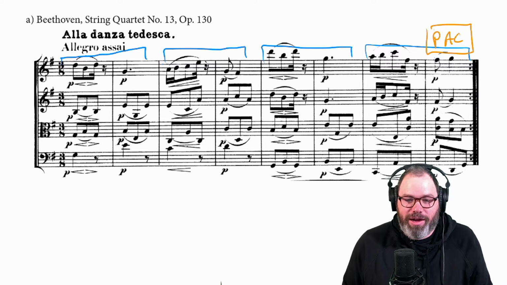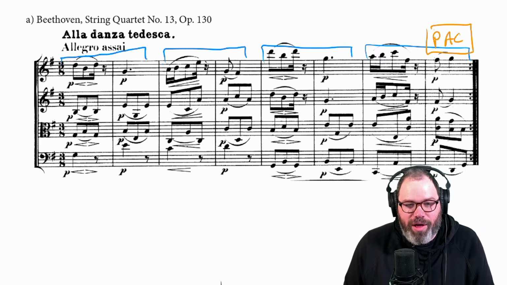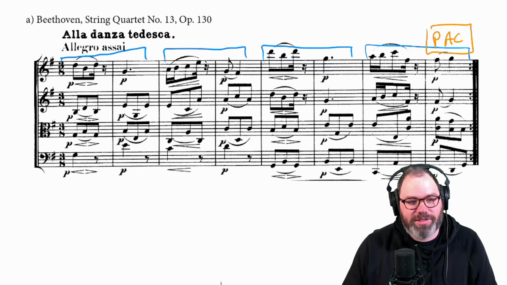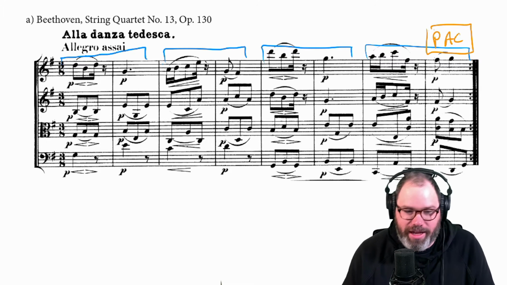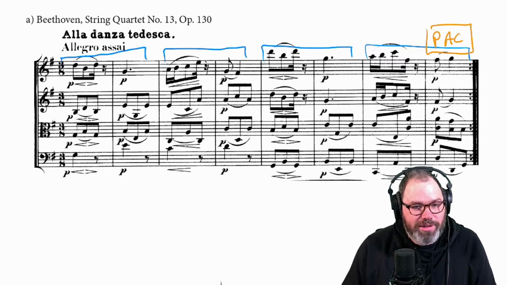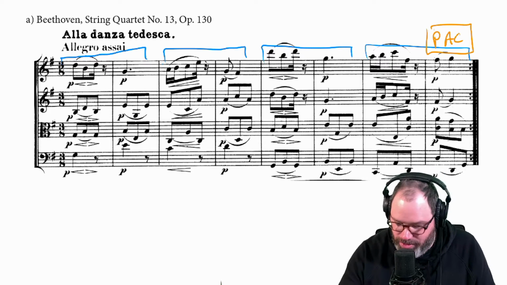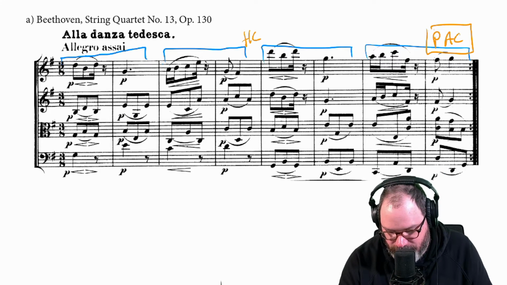What about anywhere other than the end? Is there a cadence? You got it. What kind of cadence did you hear? It sure did. So yeah, kind of incomplete sounding.